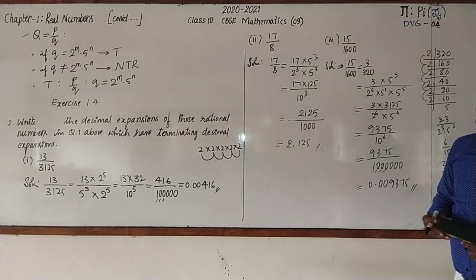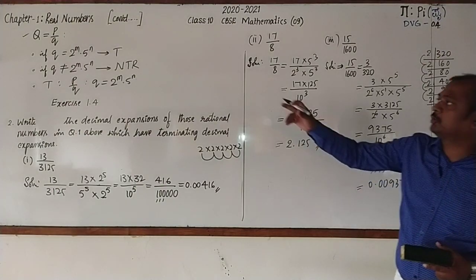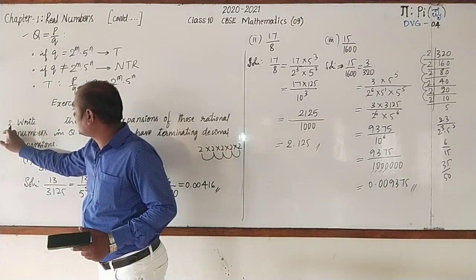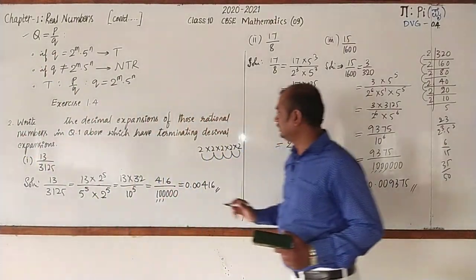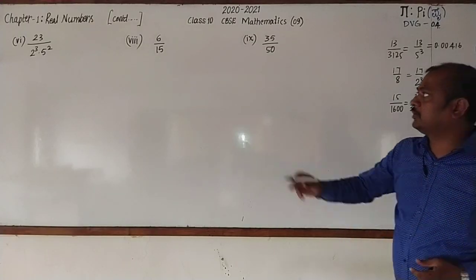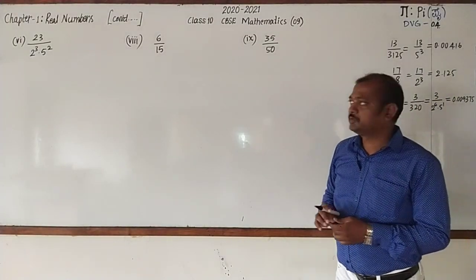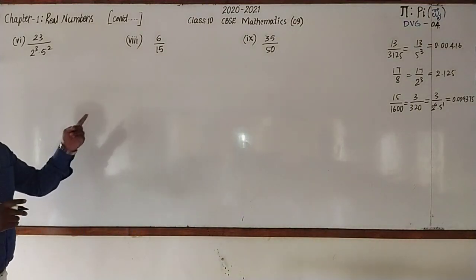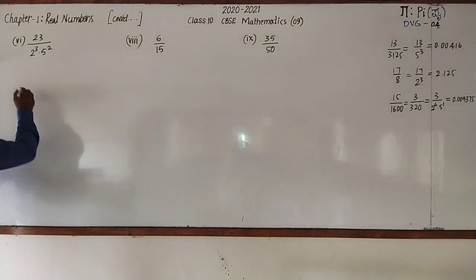Now, I hope that you have understood. You should copy from the second question, from here to here, copy this. Still we have 3 more such problems, rational numbers whose decimal expansion is terminating. We are going to write that decimal expansion.